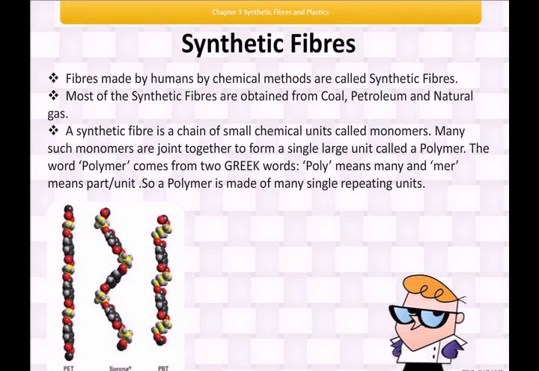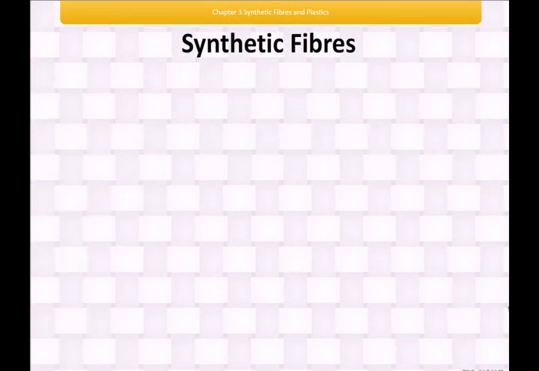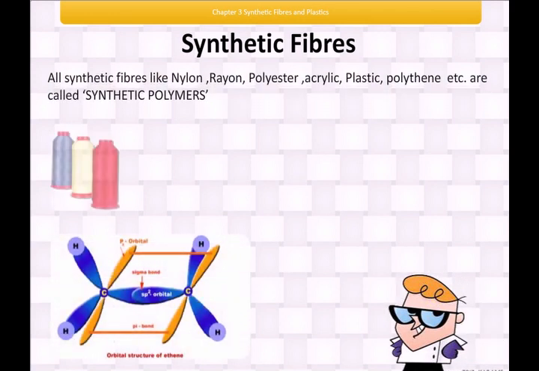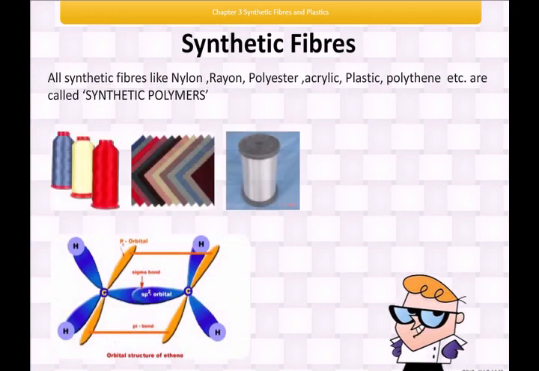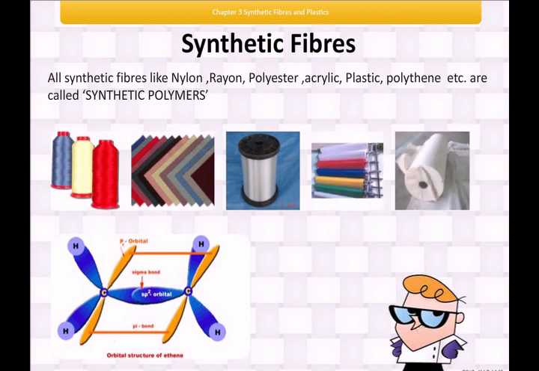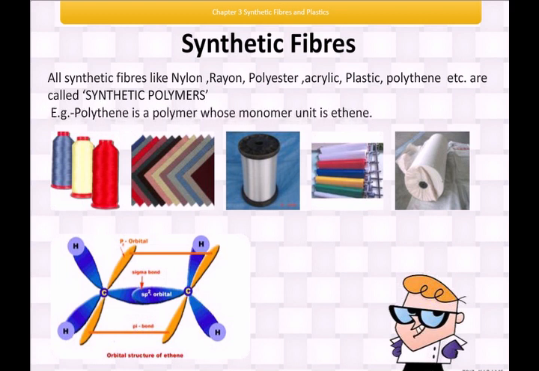The word polymer comes from 2 Greek words. Poly means many and mer means part or unit. So a polymer is made of many single repeating units. All synthetic fibers like nylon, rayon, polyester, acrylic, plastic, polythene, etc. are called synthetic polymers. Example: polythene is a polymer whose monomer unit is ethene.